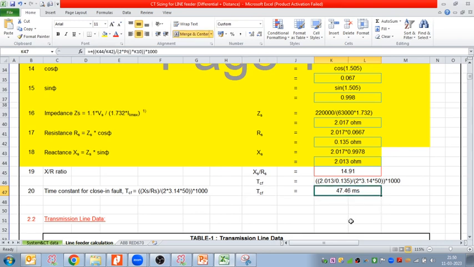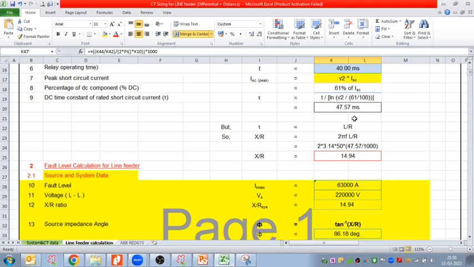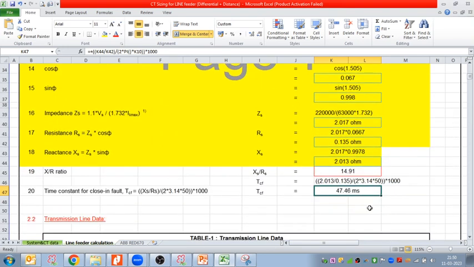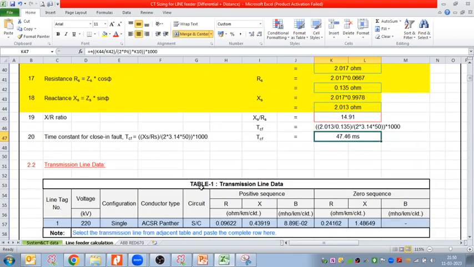It is 47.646 milliseconds, which is very close to what we calculated earlier also. So we can refer to these two calculations. So far the source resistance and reactance calculations are done. This is approach number one for the source resistance and reactance calculations.